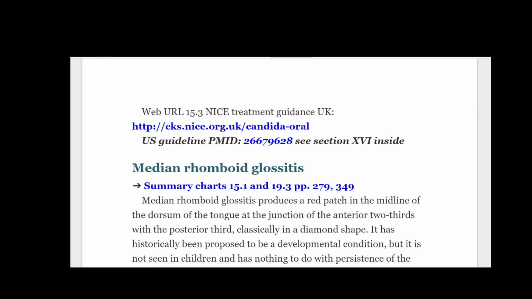Median rhomboid glossitis produces a red patch in the midline of the dorsum of the tongue at the junction of the anterior 2/3 with the posterior third, classically in a diamond shape. It has historically been proposed to be a developmental condition, but it is not seen in children and has nothing to do with persistence of the tuberculum impar or development of the thyroid.